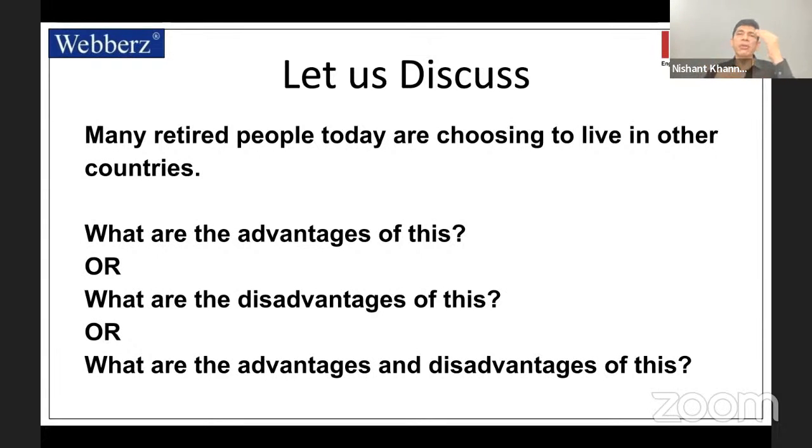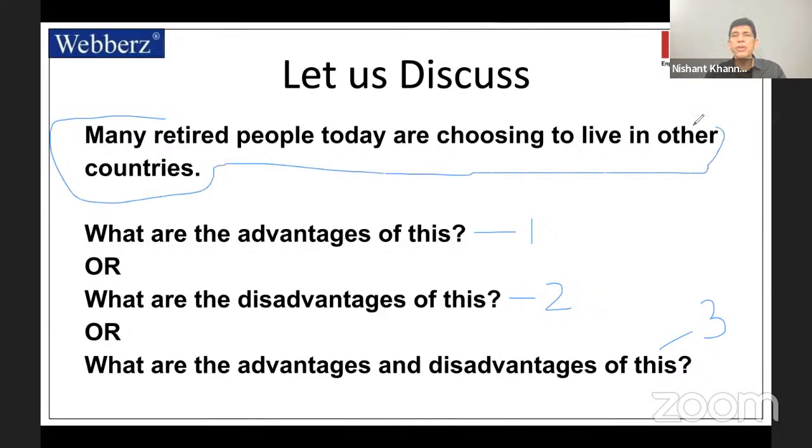Now, this can come in any of the three formats. This is format number 1, this is format number 2, and this is format number 3. So you can write it down. The essay can come in any format. So we have to know what points we're going to write down in this particular essay. The problem with this essay, many retired people today are choosing to live in other countries, is that this essay is not applicable to India.